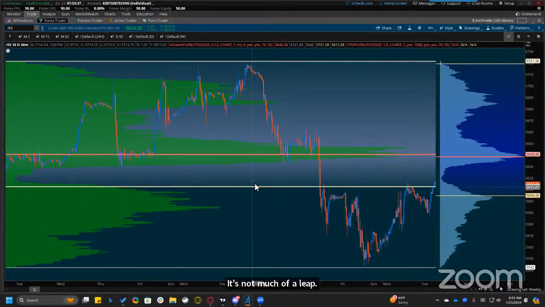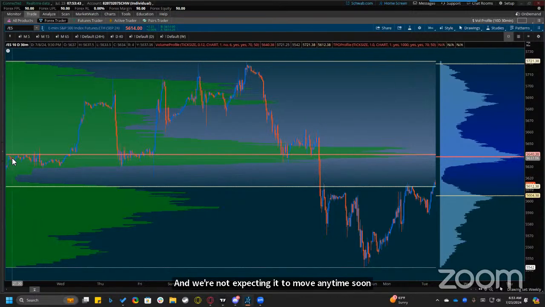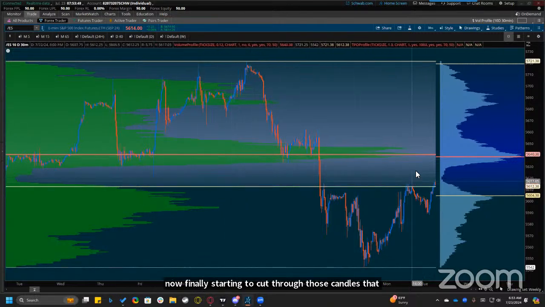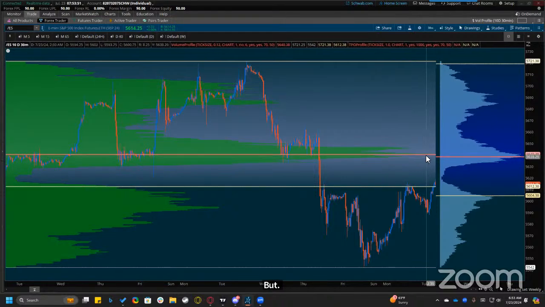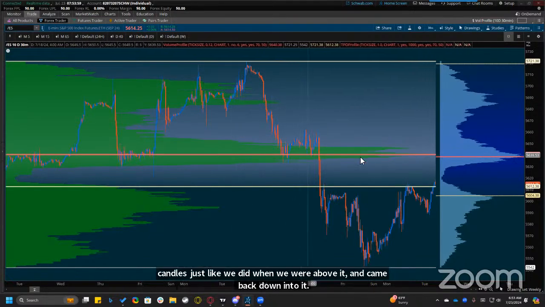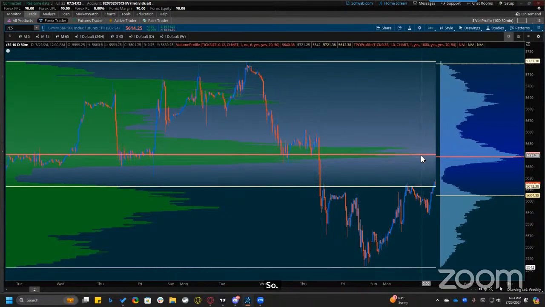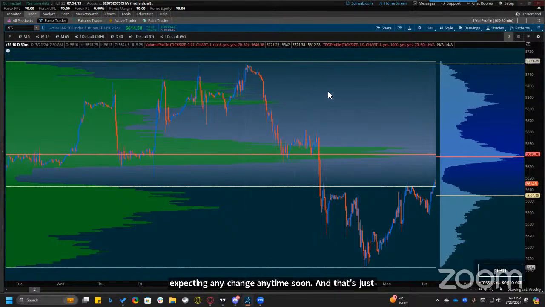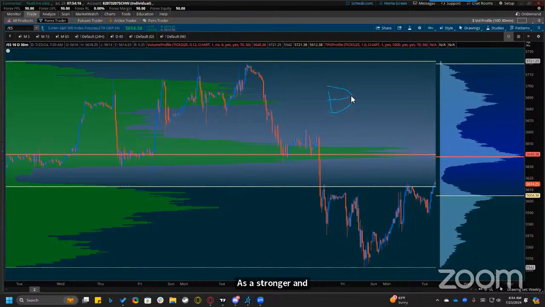We're still under that point of control, and we're not expecting it to move anytime soon. We are now finally starting to cut through those candles that created this point of control, but any move to the upside is going to put us right back into that point of control, and we'll be printing more candles just like we did when we were above it and came back down into it. So that point of control is still going to be our point of control for a while. We're still not expecting any change anytime soon. And that's just going to build this profile out as a stronger and stronger D-shape profile with that point of control in the middle.